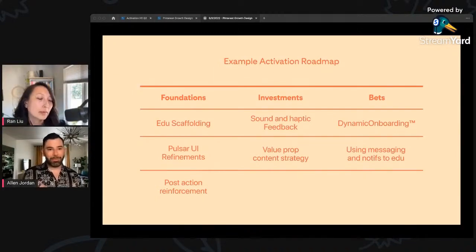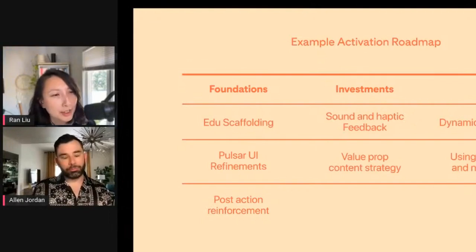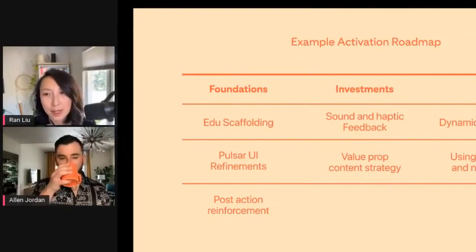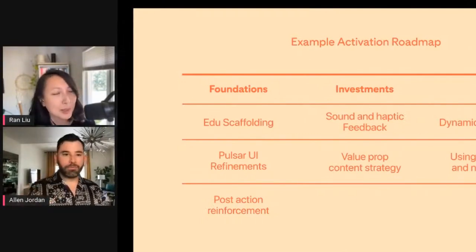Can we make it dynamic depending on their intent or what channel they come in on? So this is an example of what a roadmap could look like, especially for one of our respective teams on growth. Wow, thank you so much for sharing these. These are really insightful. I speak from my personal experience as well.